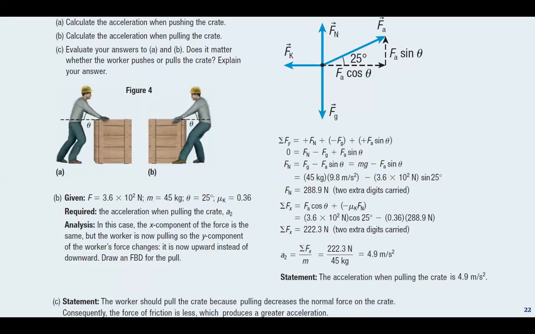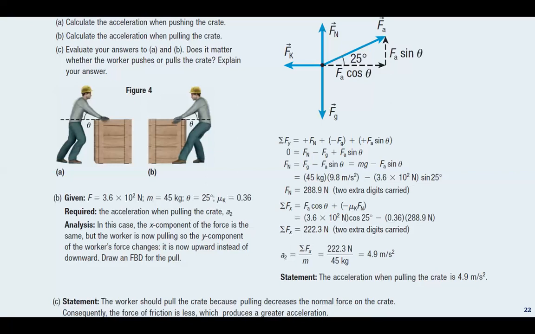So we can find the corresponding acceleration by using the net force along the x-axis over the mass of the crate, which is 4.9 meters per square second. Therefore, we know the acceleration when pulling the crate is 4.9 meters per square second.